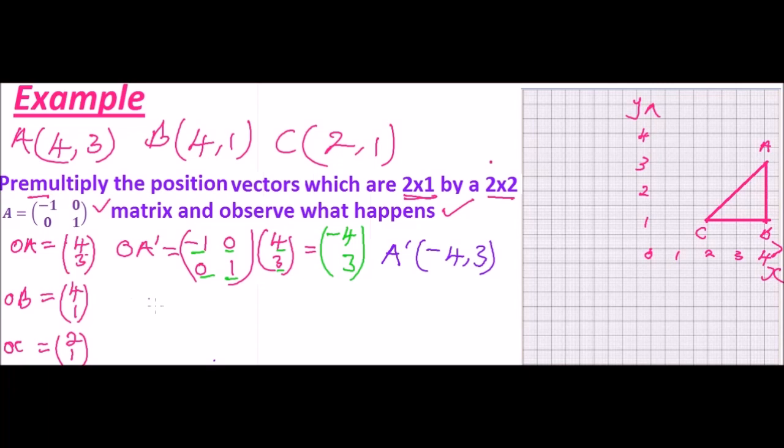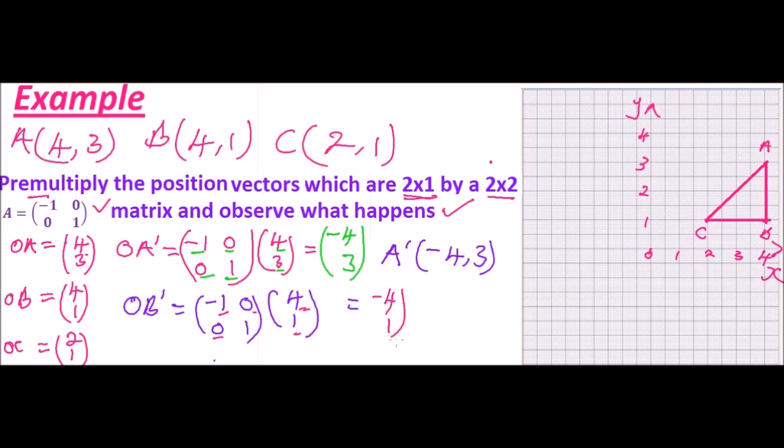Matrix. So we have O and the new B is equals to, then we have minus 1, 0, 0, 1. You multiply by 4 and 1. So this is equals to minus 1 times 4, that will give you minus 4, plus 0 times 1, that will give you 0. So we end up with minus 4. Then we have 0 times 4, that will give you 0. 1 times 1 will give you 1.